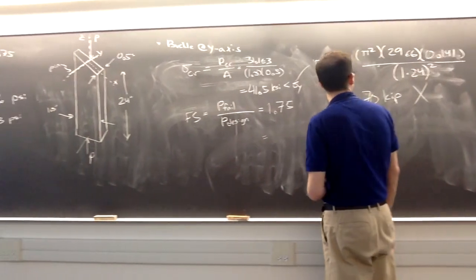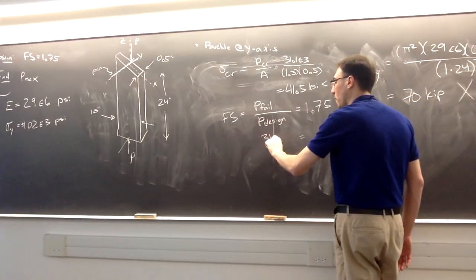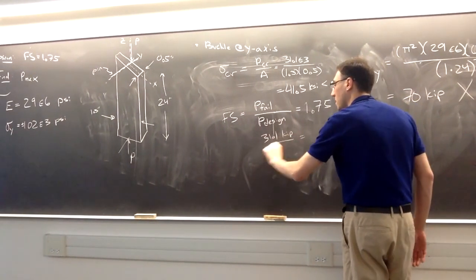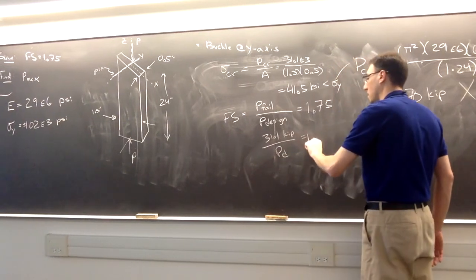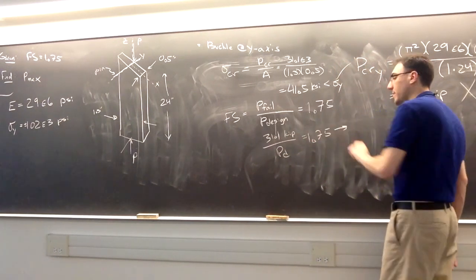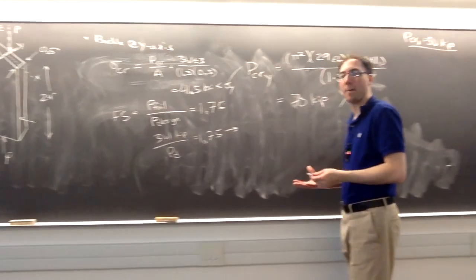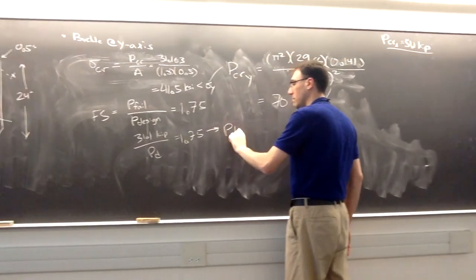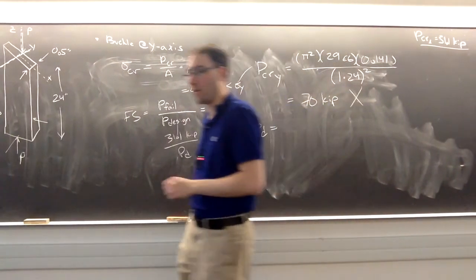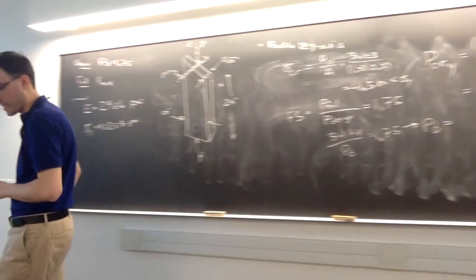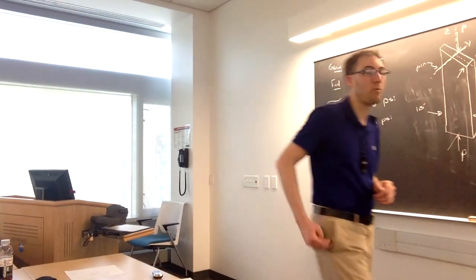So again, it actually fails if we have 31.1 kip. Which means we're going to design it, or recommend that we put at most an external load of our design load, I'll call it PD or P design, at most 17.7 kip.